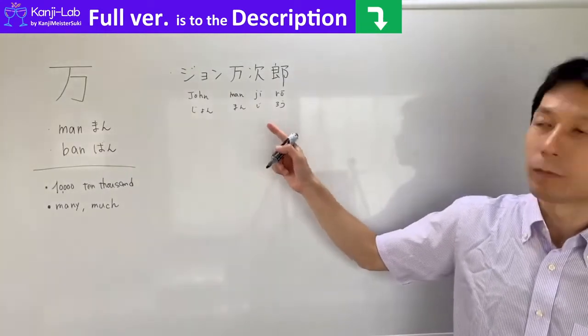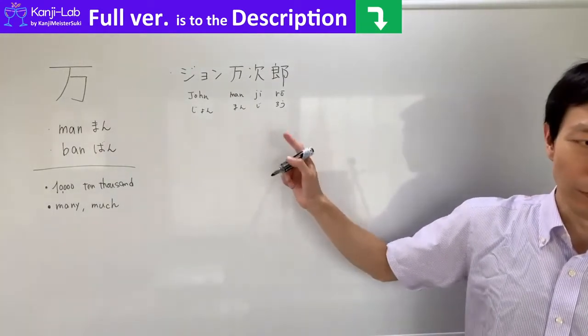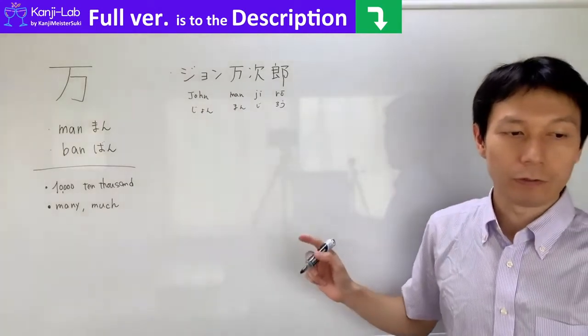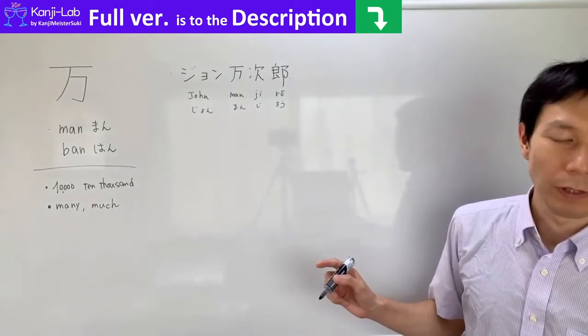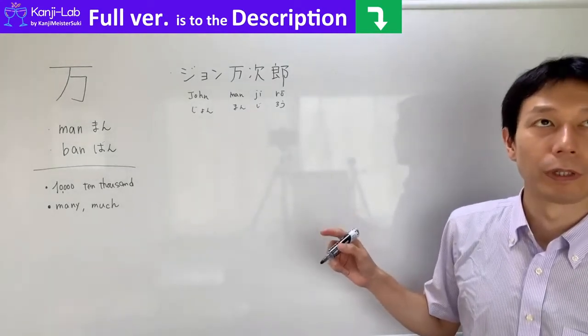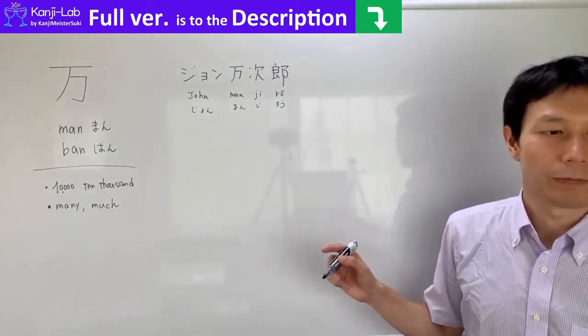Next, I will introduce Japanese celebrities who use the kanji man. John Manjiro. He was a translator in the Edo period to Meiji period, Meiji era.